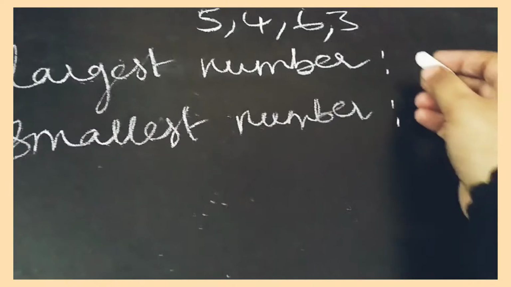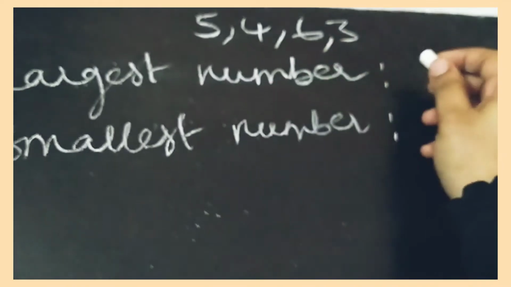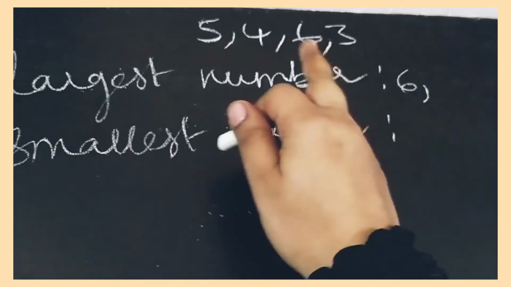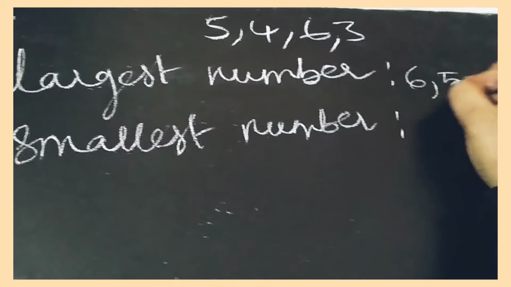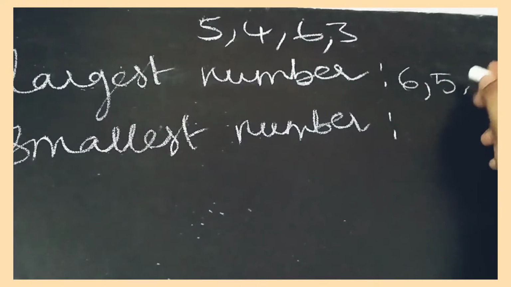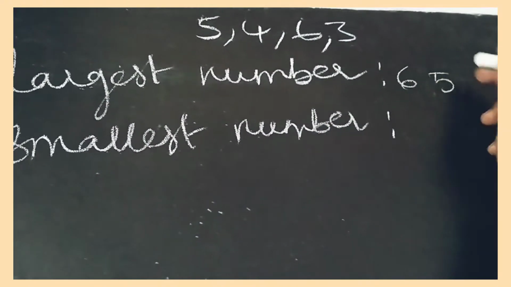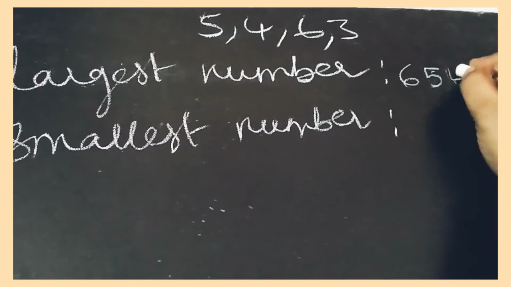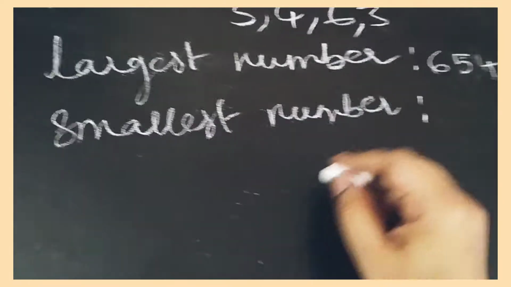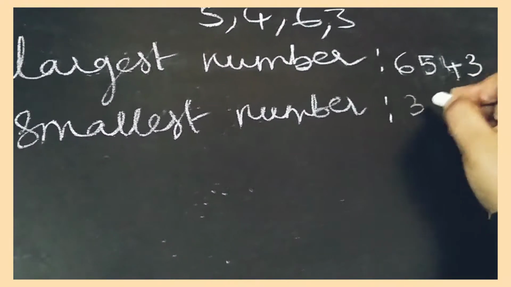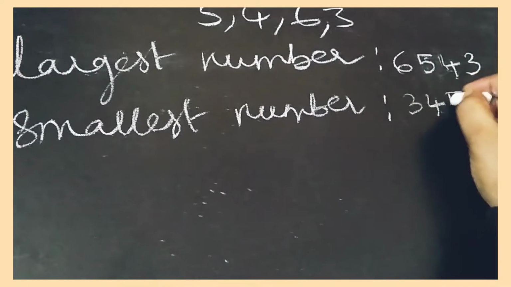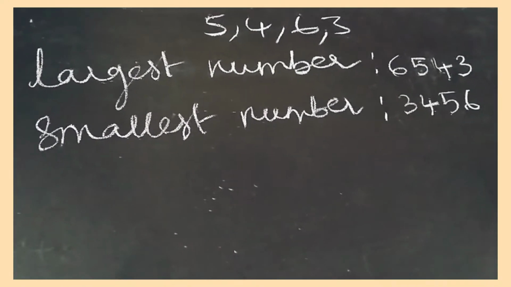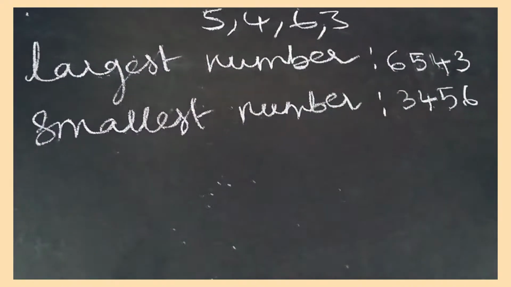The first largest number among these 4 digits is 6. Then 5, 4, 3 are there. Among these 3, which is the largest number? 5. Then 4. Okay, sorry, don't write these commas. 6, 5, then 4, then 3. The smallest number is 3 4 5 6. Like this you have to write the largest number and the smallest number.